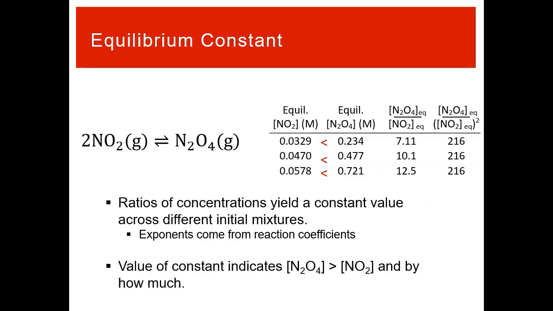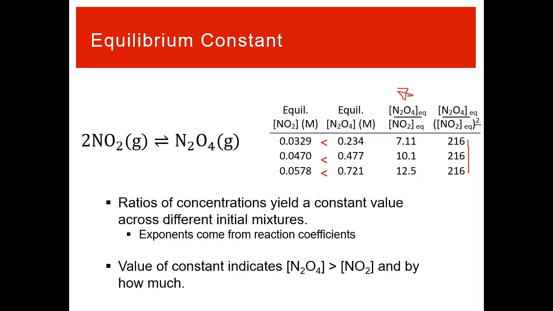Since we're looking at relative trends, we can start to think about taking ratios. Okay, there's more N2O4, well, how much more? If we just take a simple ratio, the concentration of N2O4 to NO2, we get similar numbers, but not quite right. What we end up having to do is take an exponent. We get a 2 if we square the concentration of NO2 once the system reaches equilibrium. We can see that we get the same number every single time, 216. So this is a constant value.